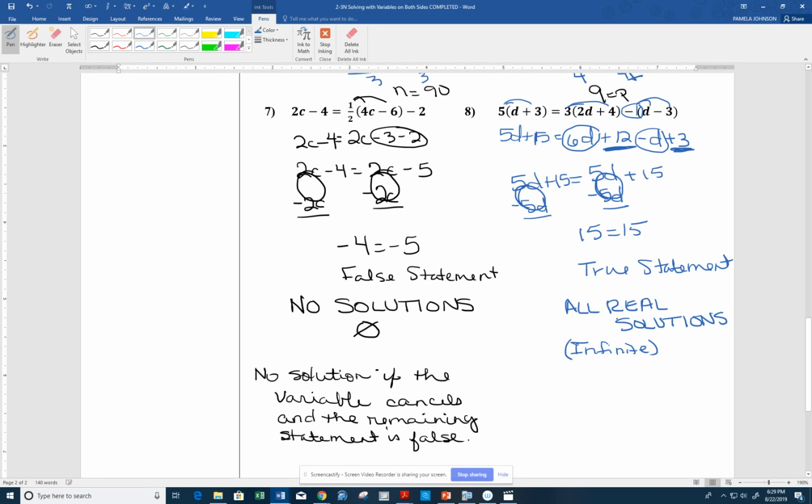Now, the symbol for all real solutions or infinite solutions is this kind of funky, fancy looking R. It's an R with an extra leg on it. So we have all real solutions if our variable cancels and the remaining statement is true.